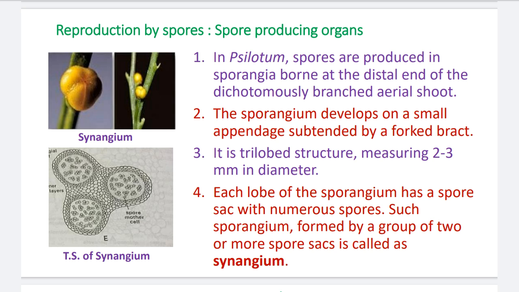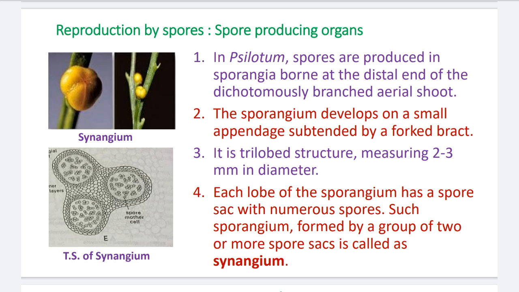You see in the first photograph the synangium is given, and at the base of the synangium there is a small bract, called small leaves or scaly leaves. And the second photograph is the transverse section of the synangium. In the transverse section, we can find three sporangia. Three sporangia are isolated, covered by their wall, and the three sporangia are covered by the wall of the synangium.